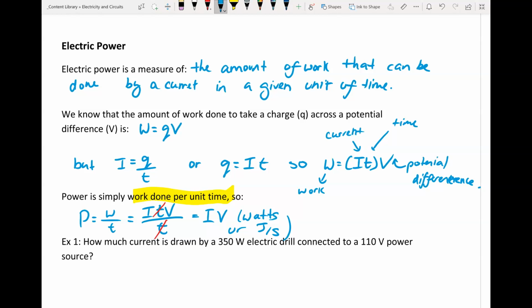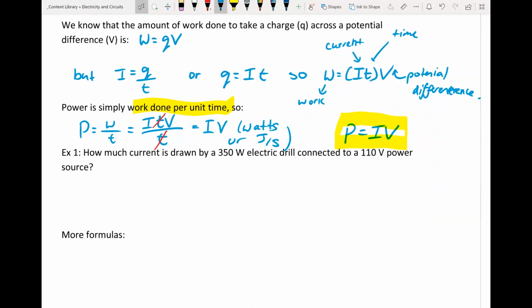So I'm just going to recap what our formula is. I'm going to highlight this because this is the one we're going to use the most to find power. So let's try this in an example. How much current is drawn by a 350 watt electric drill connected to a 110 volt power source? So we want to know the current when we're given the power. So I'm going to use the formula that we just derived. I'm going to rearrange because I need to solve for the current. So I is equal to P over V.